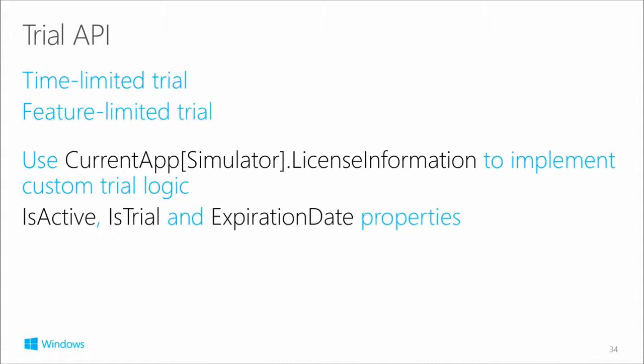And there's this CurrentApp.LicenseInformation object. We've got a simulator you can use for testing this in debug. You can get that license information object at any point in your code and check IsActive. IsActive means this is a purchased edition of the app. IsTrial means the user is currently running it under trial. And if you've set an expiration date, you can look at that expiration date so you can figure out how long they've been running it under trial. So in that way you make your decisions in your code on which features to allow them to use.